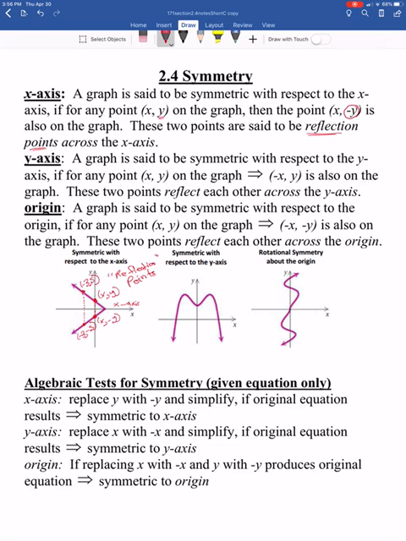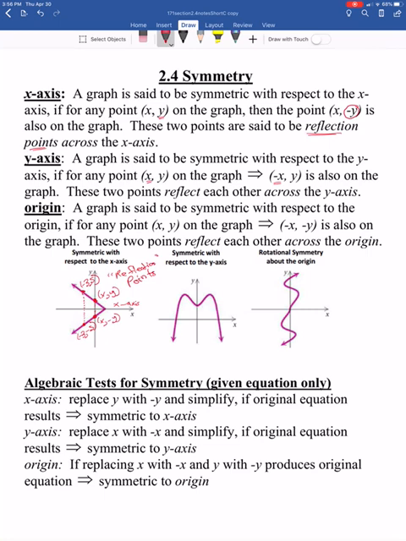As we go to the y-axis, graphically, a graph symmetric to the y-axis says for any point (x, y) on the graph, then the ordered pair (negative x, y) will be on there. So we've got (x, y), we get (negative x, y). These are our reflection points with respect to the y-axis. Again, visually, we can easily see the symmetry.